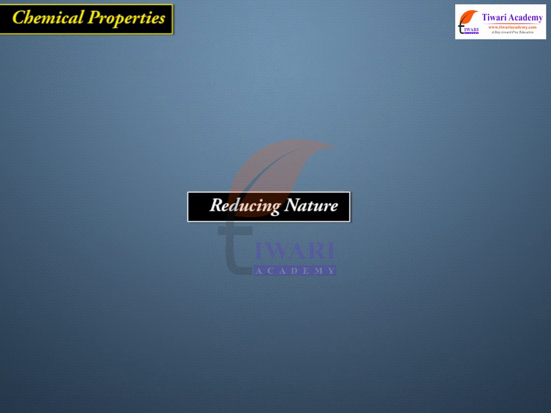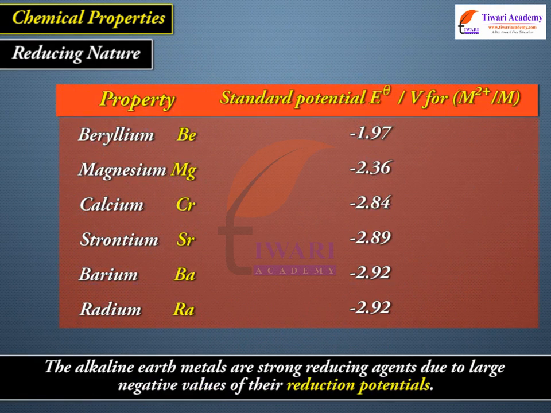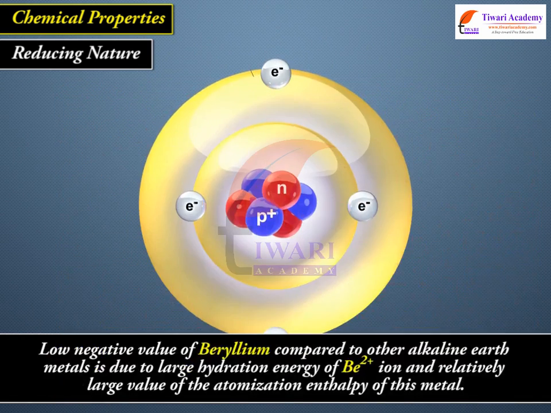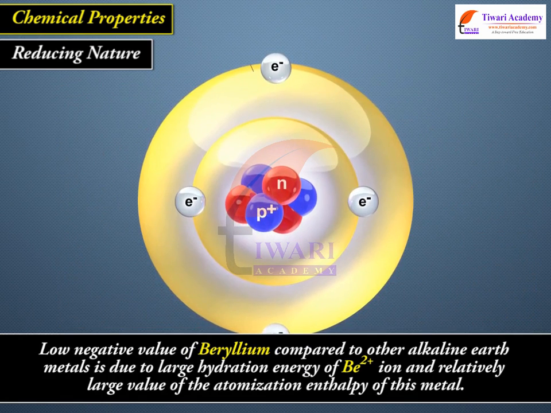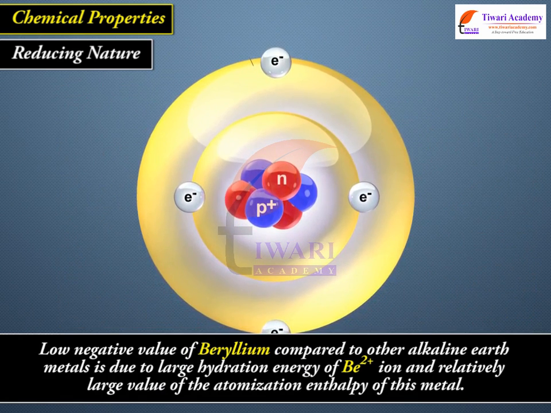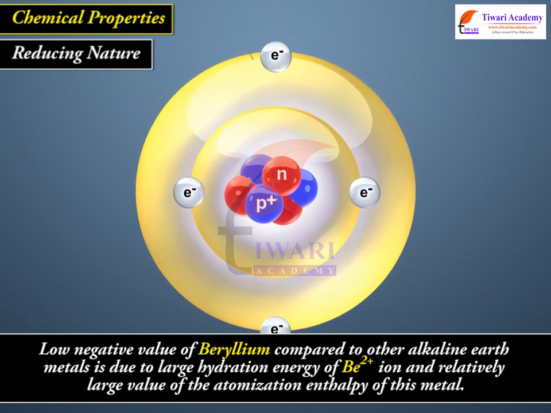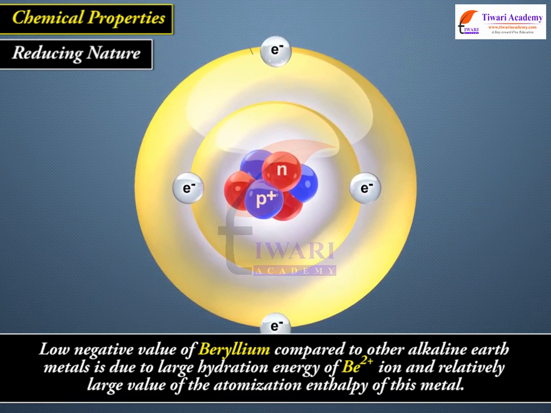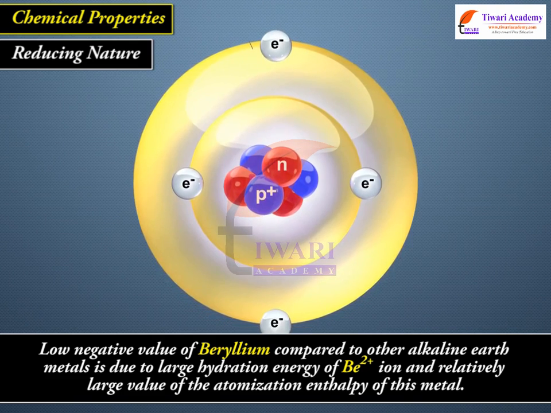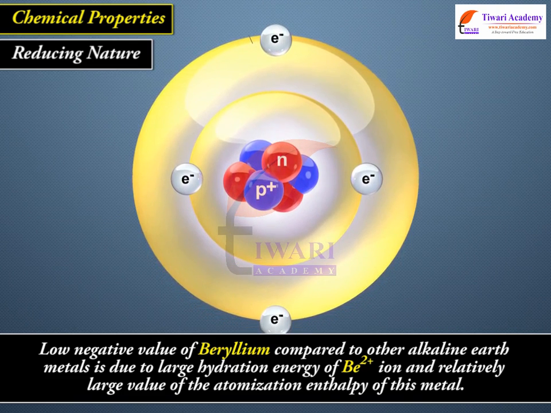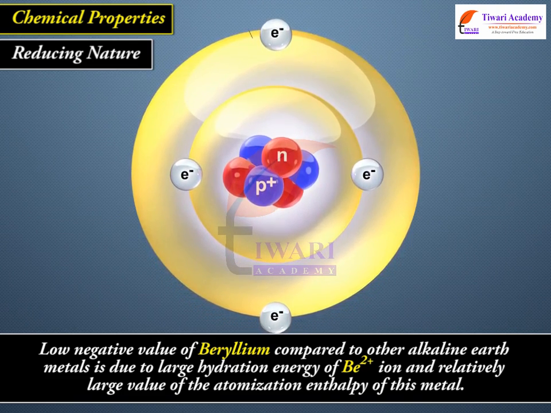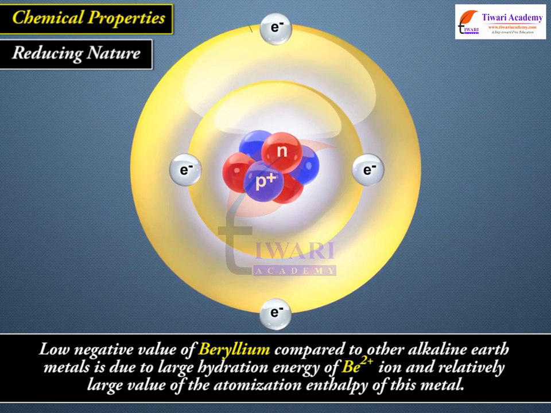Reducing nature. The alkaline earth metals are strong reducing agents due to large negative values of their reduction potentials. Low negative value of beryllium compared to other alkaline earth metals is due to large hydration energy of Be2+ ion and relatively large value of the atomization enthalpy of this metal.